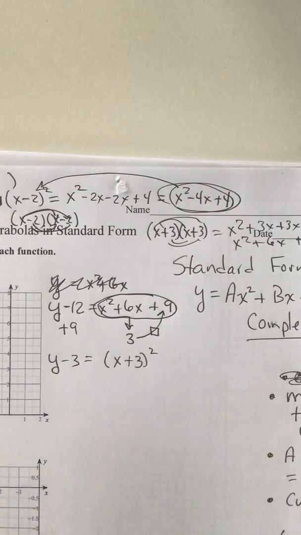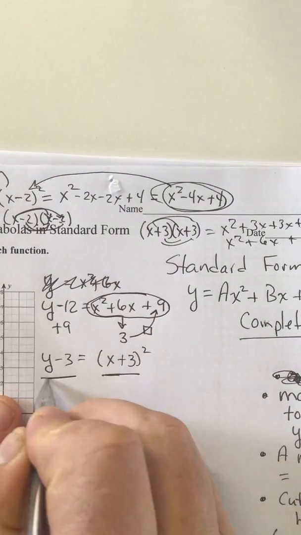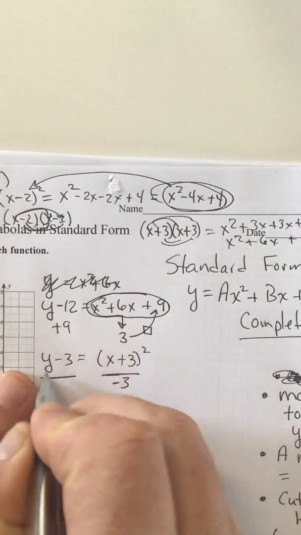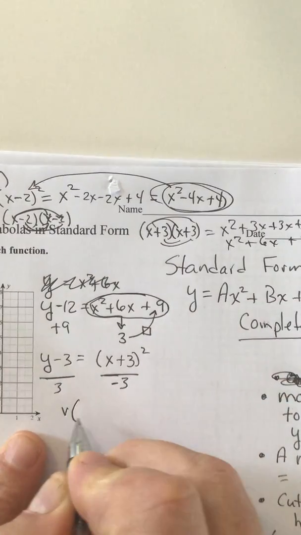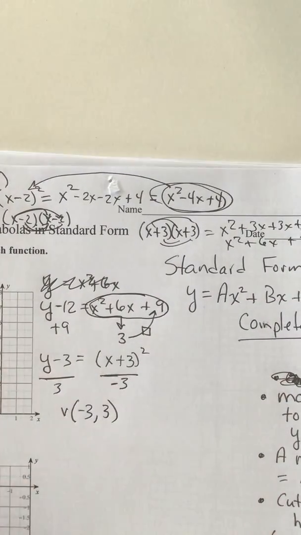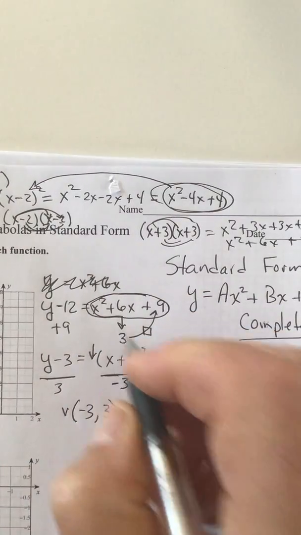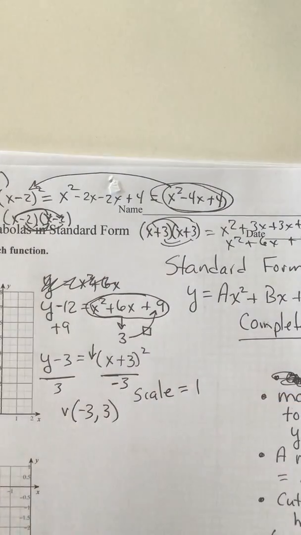Okay, there it is. It's in transformational form. Here's the vertex. That's the x part and that's the y part. What makes this value 0 is negative 3. What makes this value 0 is positive 3. So the vertex is at (negative 3, 3). The multiplication factor, the scale factor, is 1. That means it's the normal size.